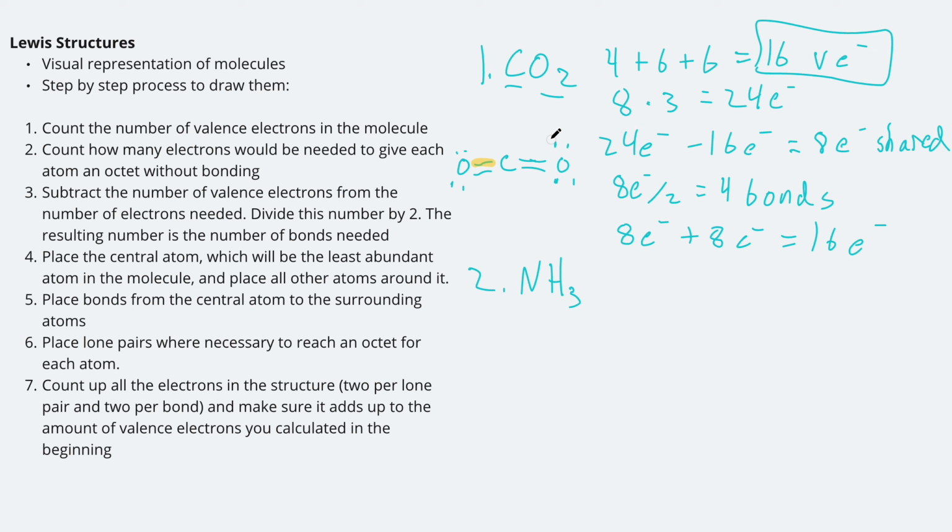Now we'll do the next one, and we'll just do the exact same process. So first the valence electrons: we have 1 plus 1 plus 1 for the 3 hydrogens, plus 5 for that nitrogen, to give us a total of 8 valence electrons.